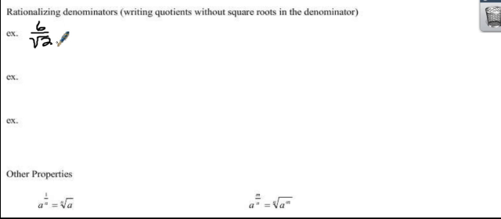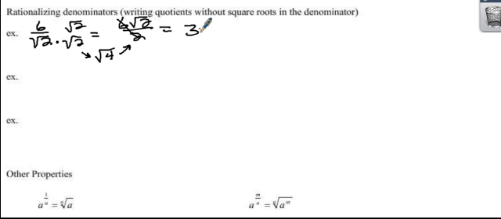Okay, so I have 6 over root 2. Multiply top and bottom by root 2. You get 6 root 2 over root 2 times root 2, which by definition is just 2. Some people would write this middle step as root 4 and then make it a 2. The last thing you need to do is simplify, and you get 3 root 2. Okay?